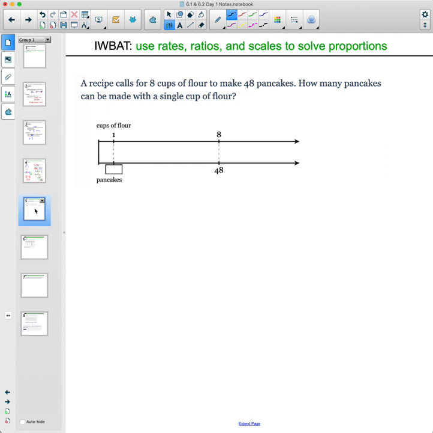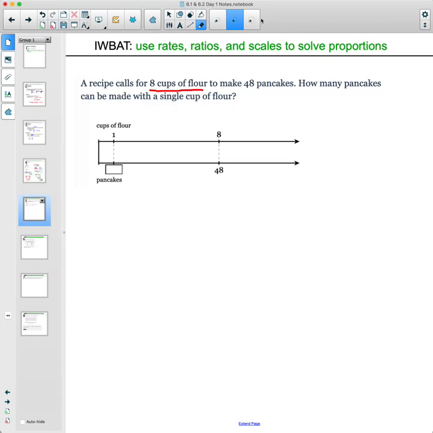So proportions come up a lot in real world situations and throughout just some basic things that you're doing in life. This one's talking about a recipe. A recipe calls for 8 cups of flour. 8 cups of flour is going to make 48 pancakes. How many pancakes are going to be made with a single cup of flour?